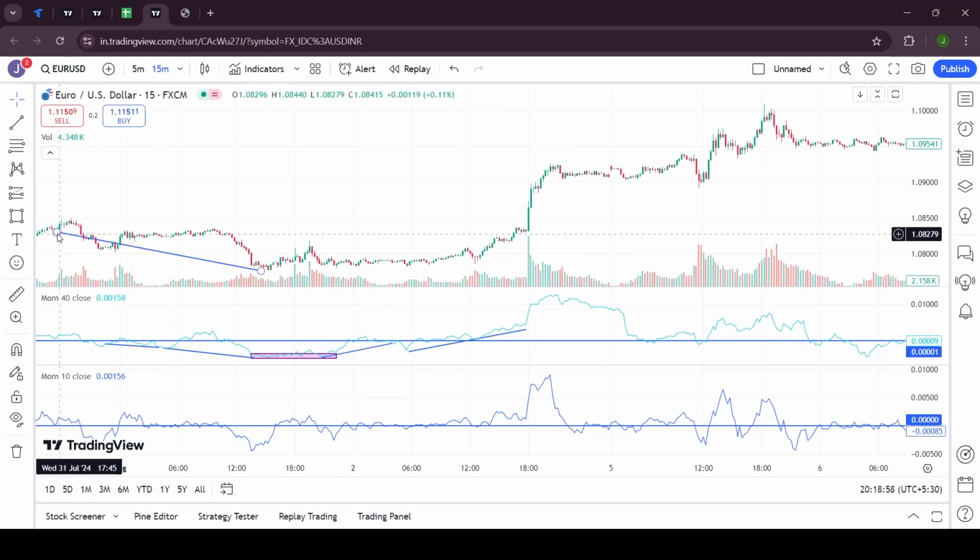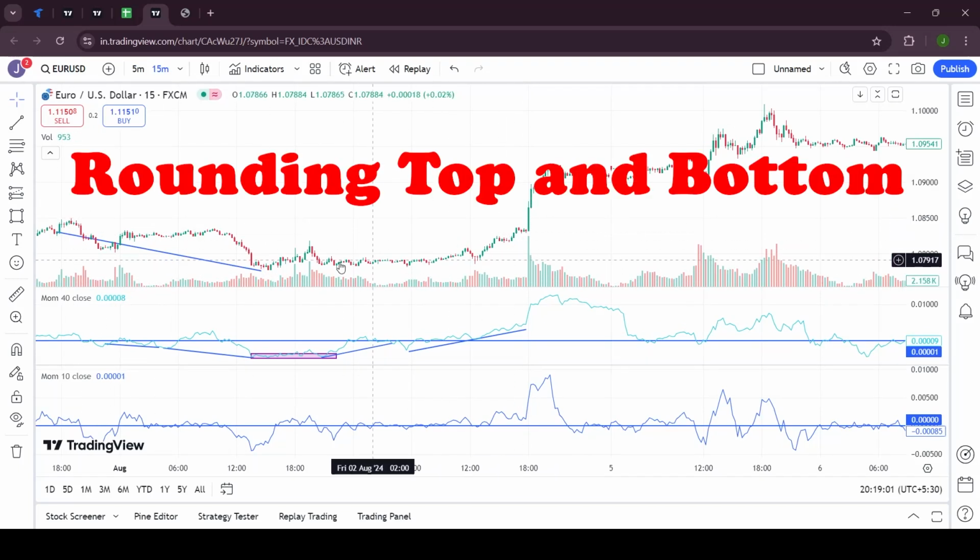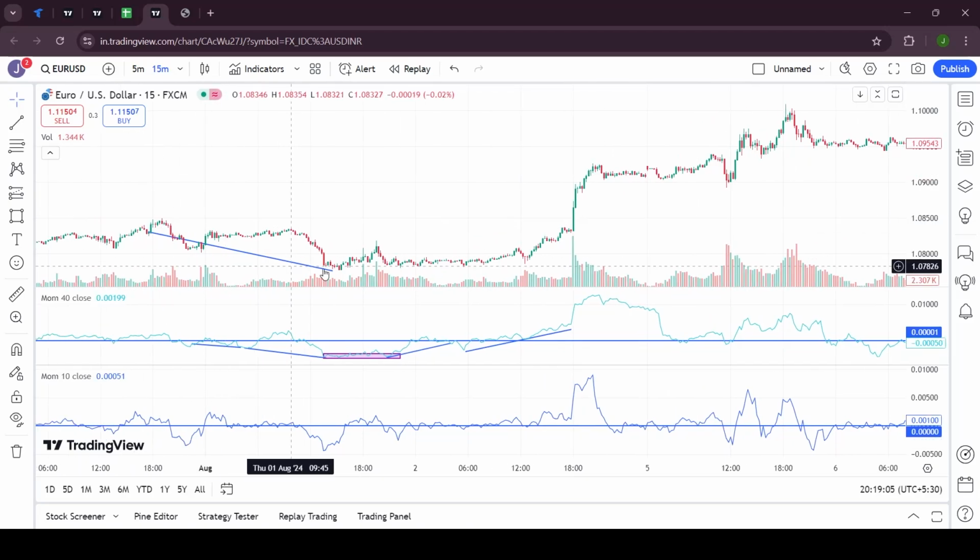Now to understand this better, as you can see it is making a rounding top and bottom pattern. If you have seen it before, it is a good way to understand that now the reversal will start.